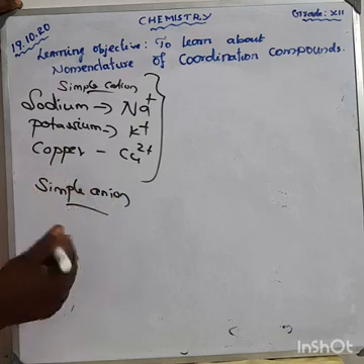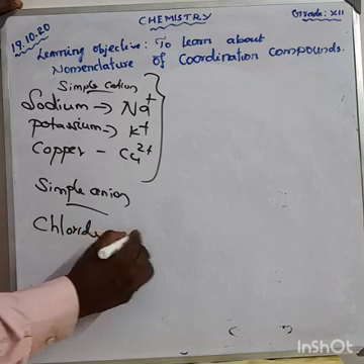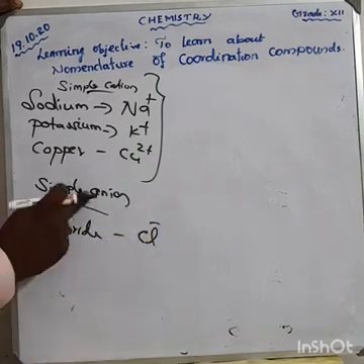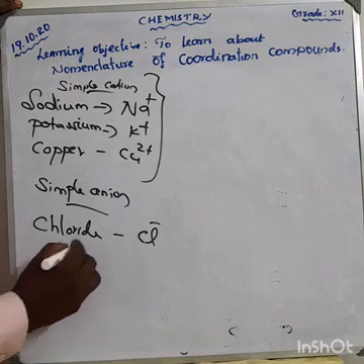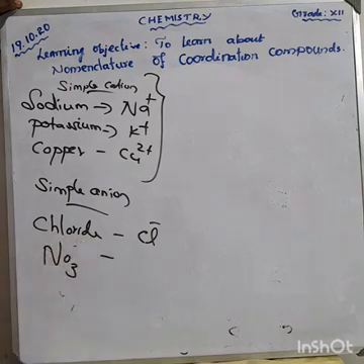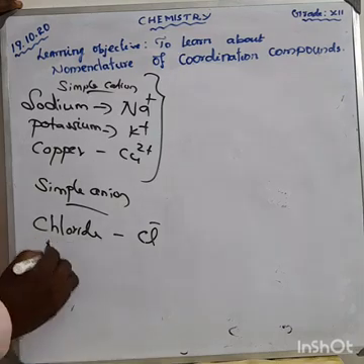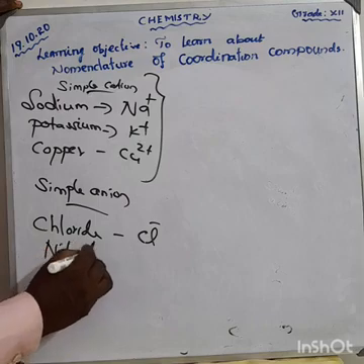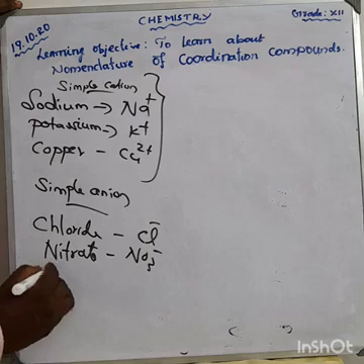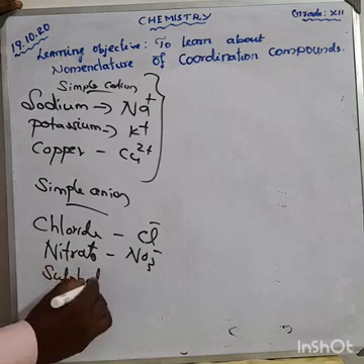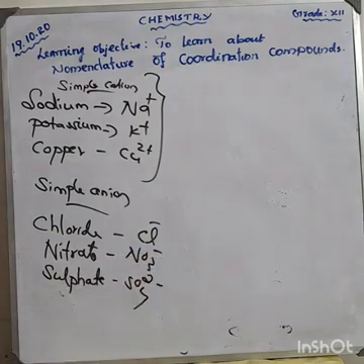What about the simple anions? We can write chloride, Cl minus, a simple anion. Nitrate, NO3 minus. You should write the name, nitrate. NO3 minus, nitrate. Sulfate, SO4 2 minus, sulfate.